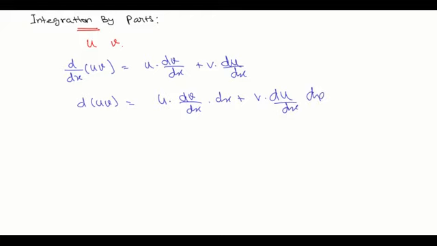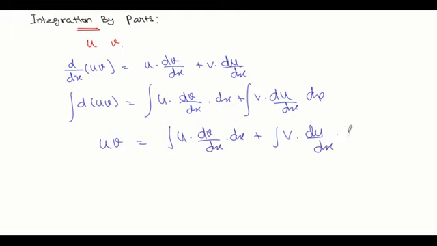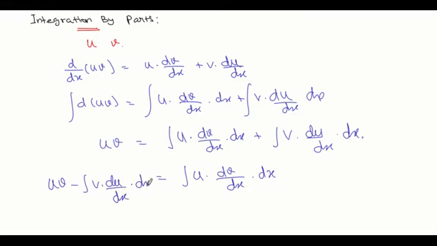Now I'll do the integration. This is nothing but uv only. Here it is integral u dv by dx plus integral v du by dx. So from this I can get integral u dv by dx into dx is nothing but uv minus integral v du by dx into dx.